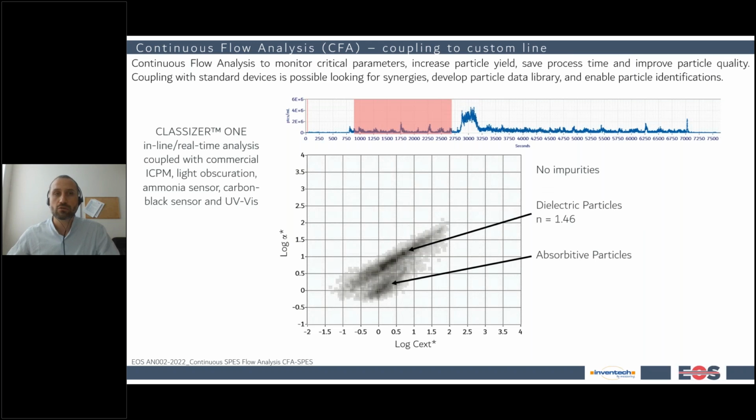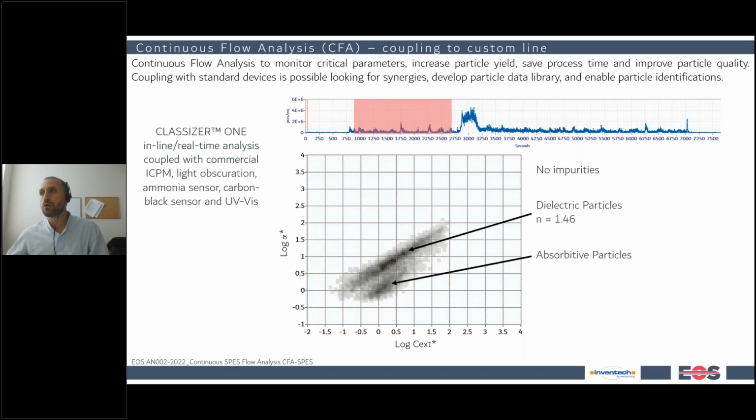And if we focus the analysis on a different time range, time slot, as represented here, we are able to appreciate the presence of other populations. There is a first population related to the dielectric particles, for example, in this case, but also a secondary population related to absorptive particles. In this case, they are the carbon particles. So you are able to identify the presence of two kinds of populations, quantify them and size them.